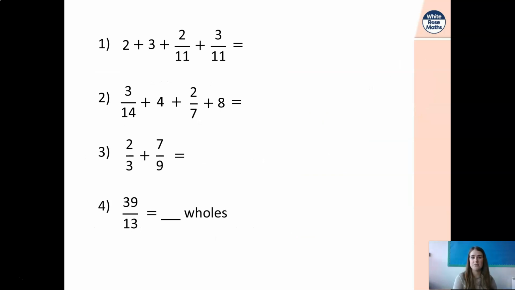Right, let's warm your brains up with some fractions now. Same rule. Set yourself a 5-minute timer, have a go at these questions. Okay, well this one, if we add them together, okay, is going to give us 5 and 5/11ths. Okay, if we add the 2 and the 3 together, it gives us 5 wholes. 2 and 3 is 5, so 5/11ths.